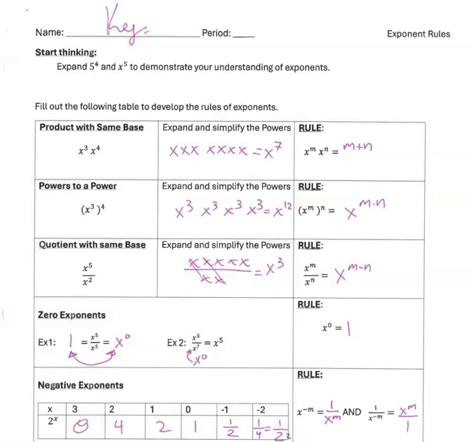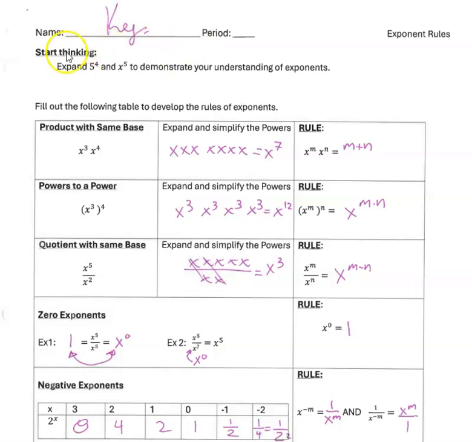So this first part here, we were talking about the rules of exponents. Before we jump into the rules, I just want to make sure that everybody understands what exponents mean. For example, if you had 5 to the 4th, that just means 5 times itself 4 times. Then if you have x to the 5th, that means x times itself 5 times. So just make sure that you understand the concept of exponents.